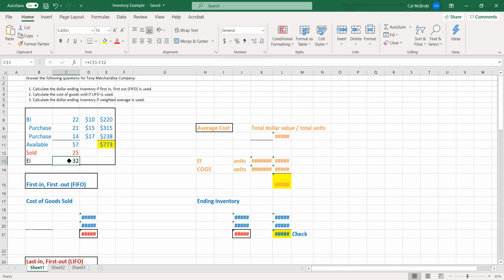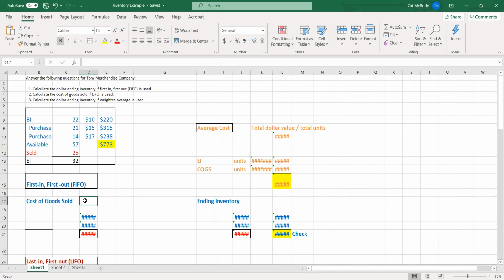So first in, first out. What that means is that from a cost flow perspective, not a physical flow, a cost flow perspective, we're going to assume that the first units that came in are the first expenses that go out. So first in, first out. So if I'm doing cost of goods sold, I'm looking at what went out. So cost of goods sold is what went out.